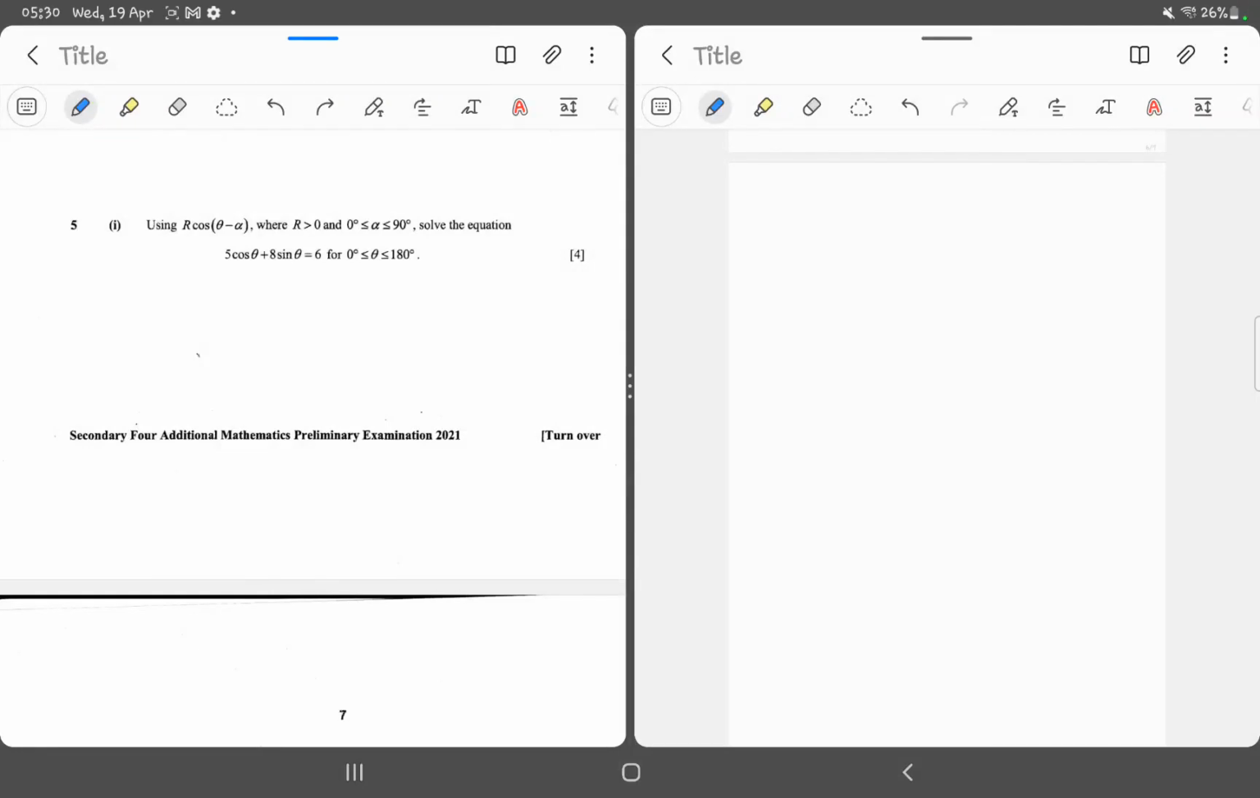For question 5i is actually a question on R formula. For this type of question, usually it again follows a systematic step. You just make sure to be able to know the flow of the steps, and generally speaking, this type of question is a giveaway mark.